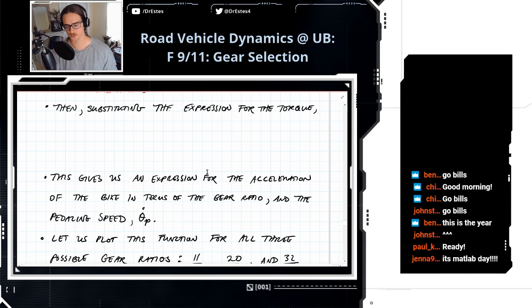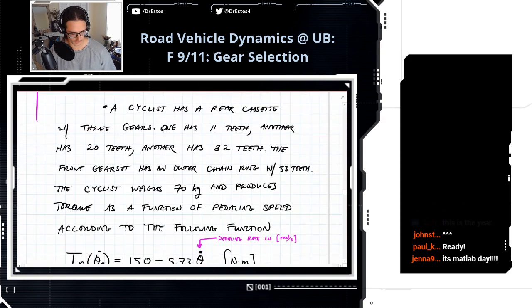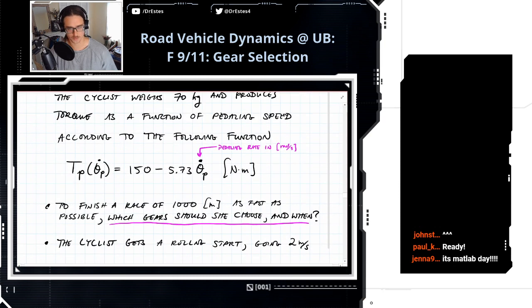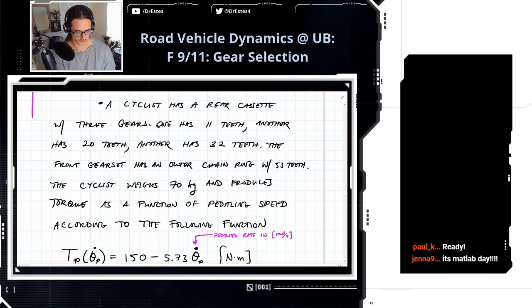Okay, so just to refresh you on the problem that we're doing. We have a cyclist and they're doing a 1,000 meter race, so a very short distance, 1 kilometer. There's three gears that they can choose. On a bicycle you have the front chain ring and a rear gear as well. One of these rear gears has 11 teeth, one has 20 teeth, one has 32 teeth. We're going to assume that the front gear always has 53 teeth. So that results in three different gear ratios.